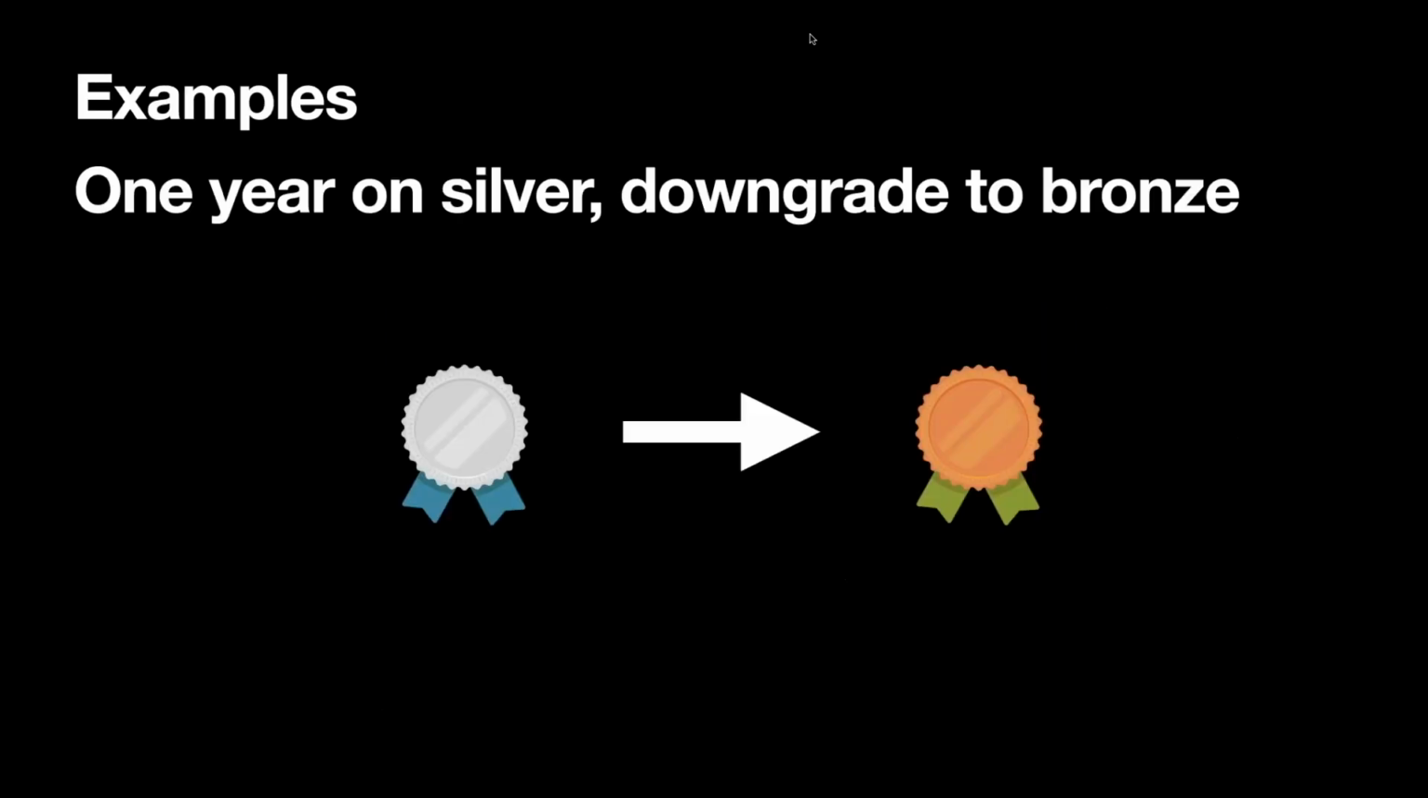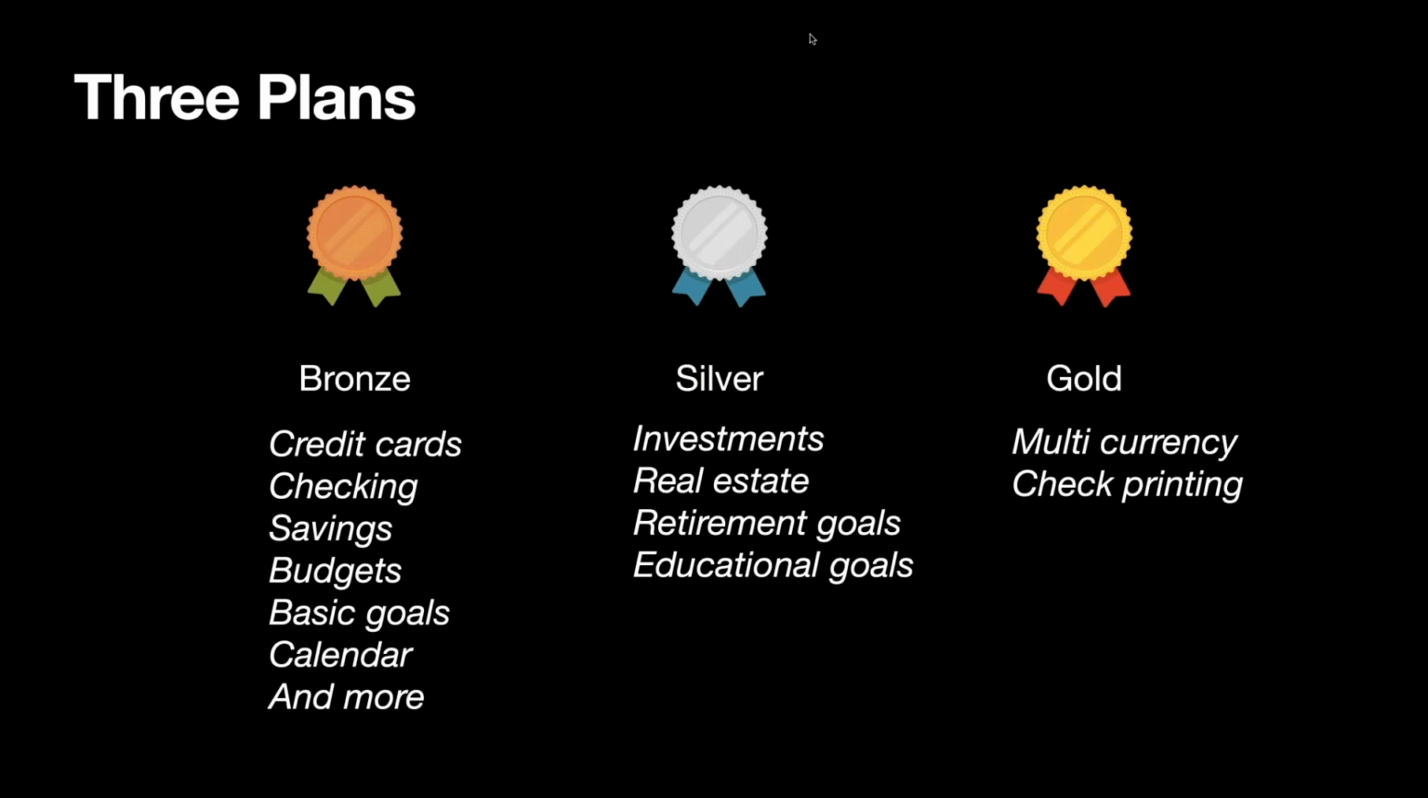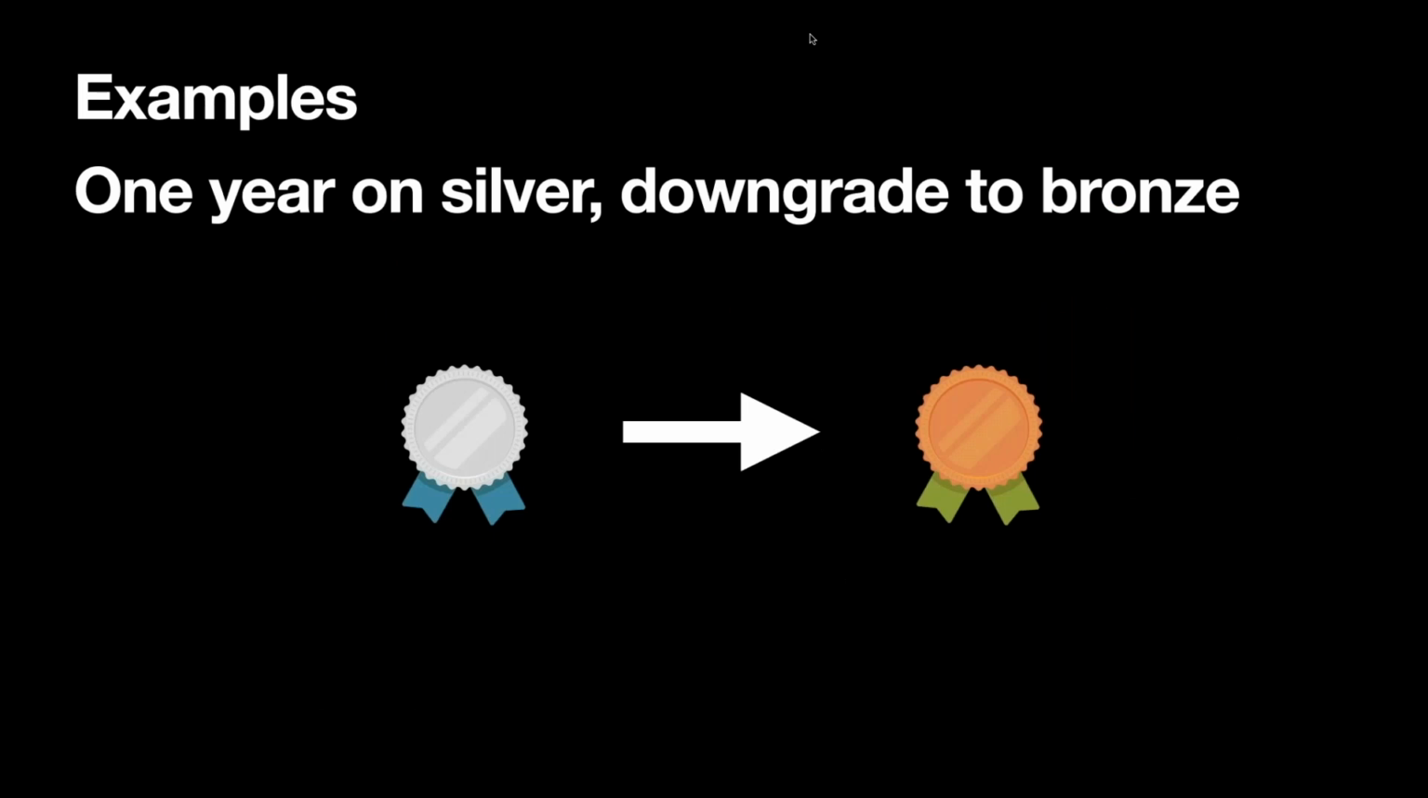Okay, so I want to cover some examples because I know that a lot of people have had questions about this. So let's say that you buy silver your first year. And 9 months into the subscription, you say, hey, you know what? I'm just going to downgrade to bronze. I don't need downloading stock quotes and that sort of thing. So this is what would happen.